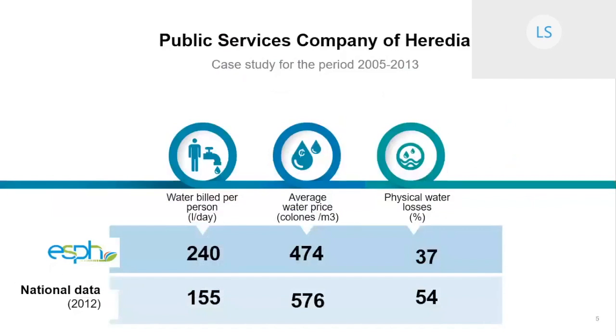And probably this is shown because they are a little bit more efficient than the other companies in our country, because we can see the physical water losses. For example, the ESPH is one of the companies that has the lowest physical water loss. The physical water loss is the amount of water that is lost in the whole provisioning service of water, from the point of abstraction of the water up to the end users of the water. The national average is that more than half of the water is lost, but for the ESPH, it's only 37%. So that shows how they are more efficient than the other companies in our country.